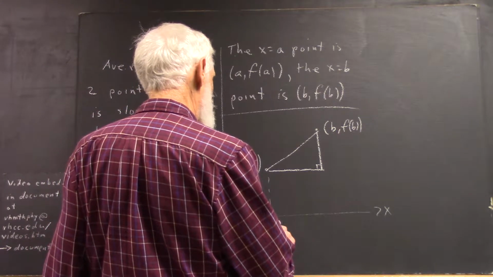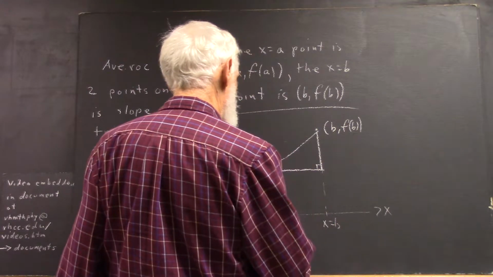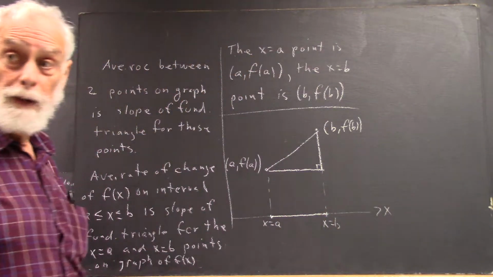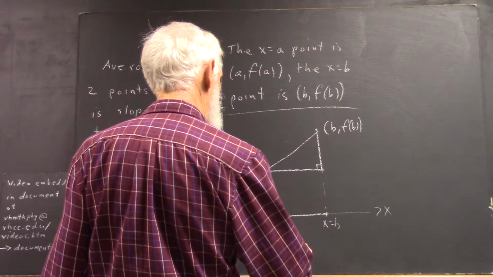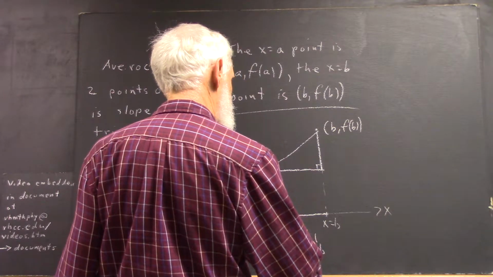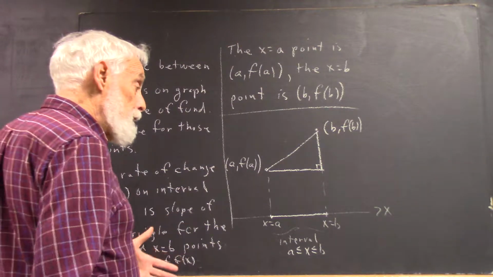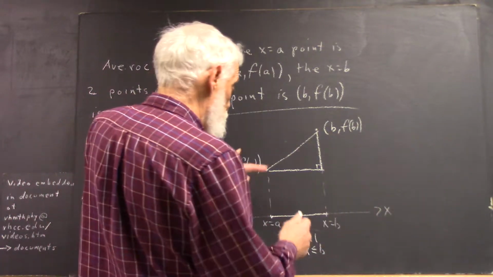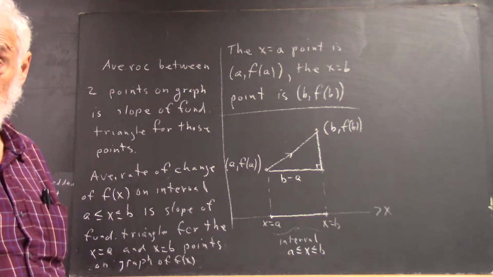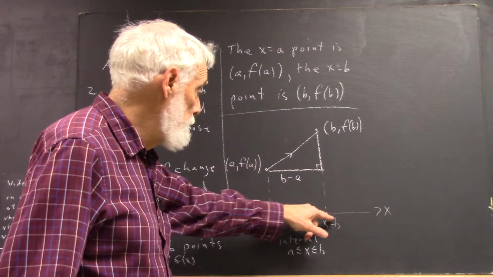So what we have here is x equals A. What we have here is x equals B. And right here is the interval from x equals A to x equals B, right? So this thing is the interval A less than or equal to x less than or equal to B. Okay? And that's what I've shaded here. And then we can see that to go from A to B, if we're going in this direction, the run is going to be B minus A. Now, if we've gone from this point to this point, then the run is from here to here, and it'll be B minus A.